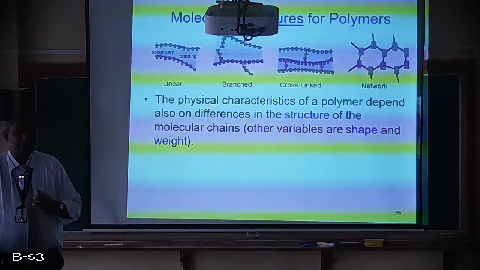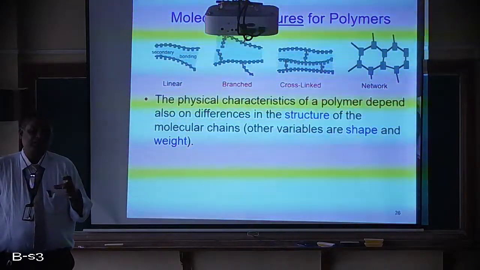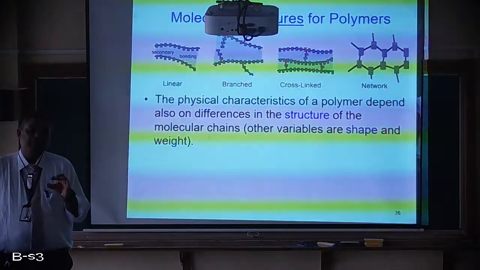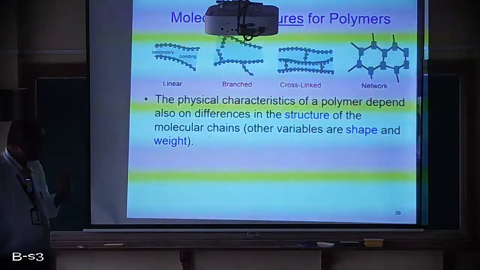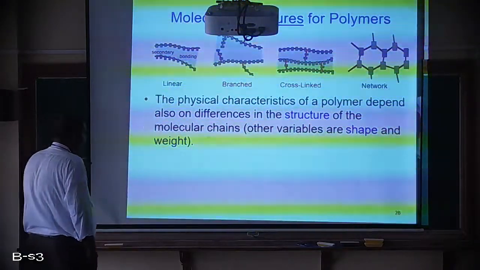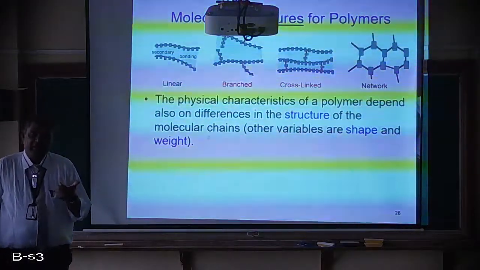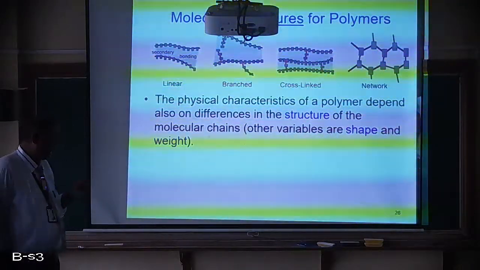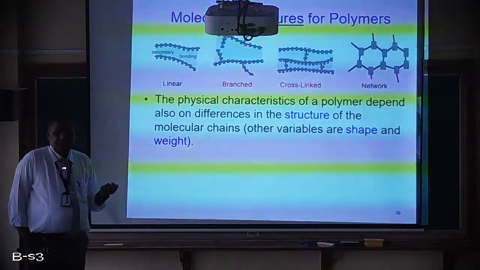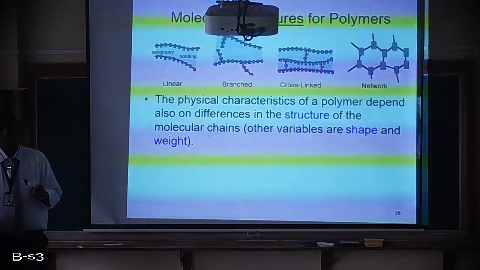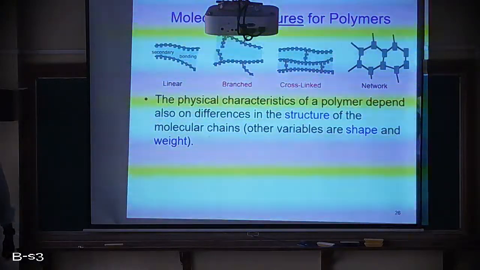So the strength of the polymer cannot be decided just on the chemical composition of the hydrogen and chlorine or carbon. It also depends on how it is arranged, what shape it is arranged in, to what degree it is oriented, and what is the weight of that. So based on these, the physical characteristics, the mechanical characteristics and the thermal and electrical characteristics will change.